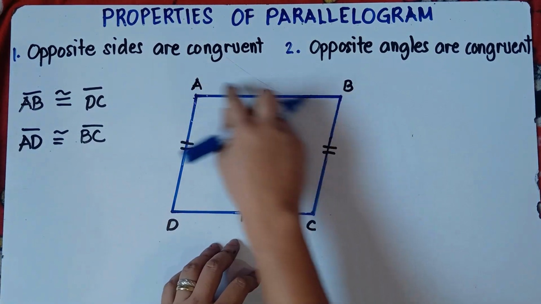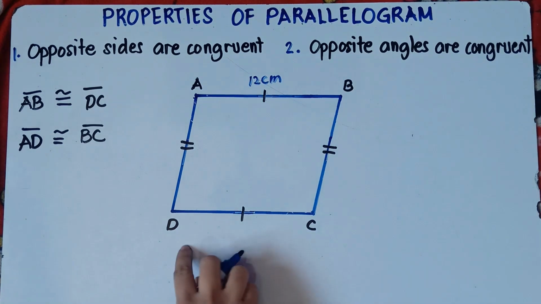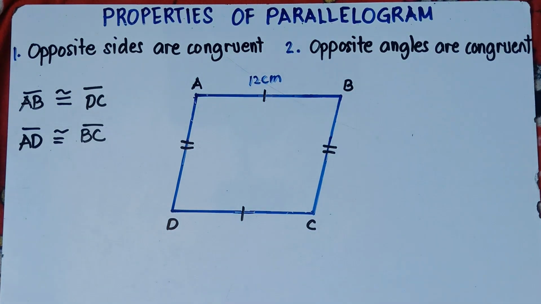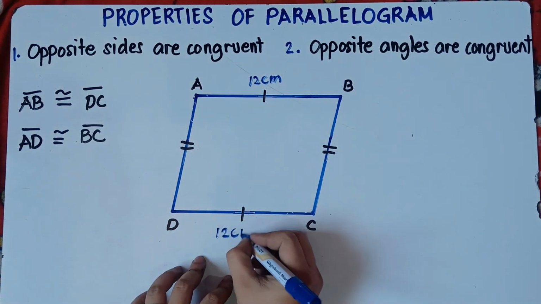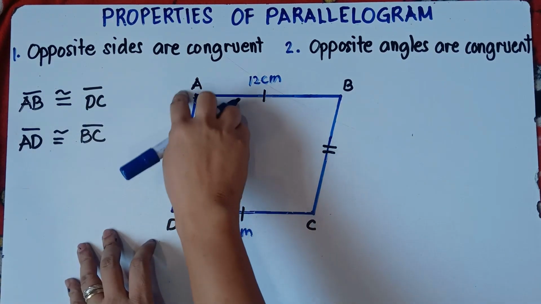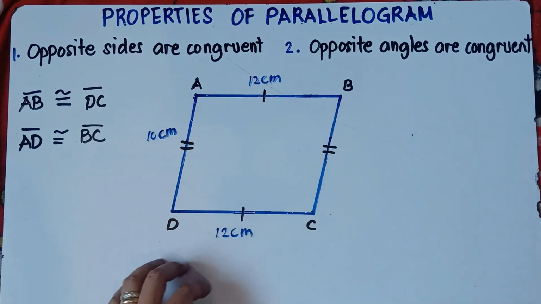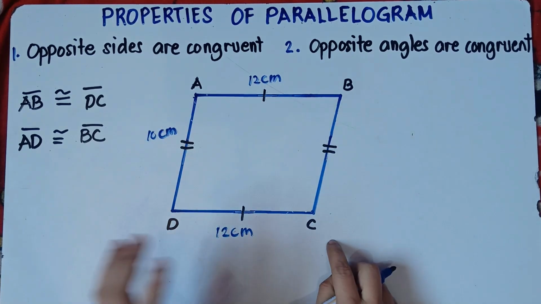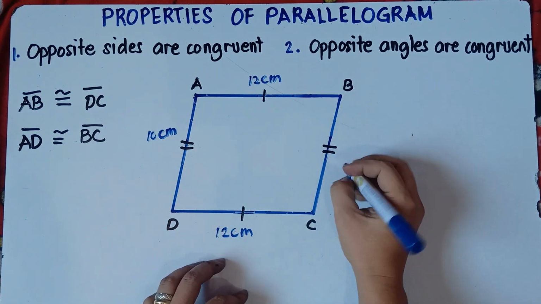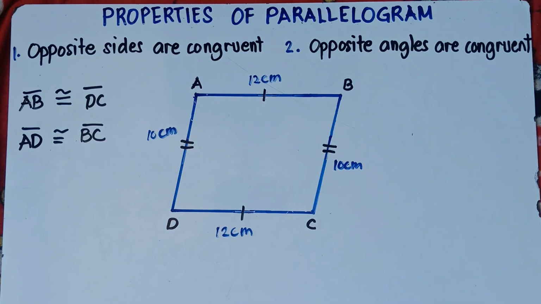If side AB is 12 centimeters, what would be the value class of DC? That's correct. It should be 12 centimeters. Why is that, sir? Because opposite sides are congruent. Now, if AD is 10 centimeters, what would be the value of BC class? That's correct. BC should be 10 centimeters because opposite sides are congruent. Easy, right? For the first property.